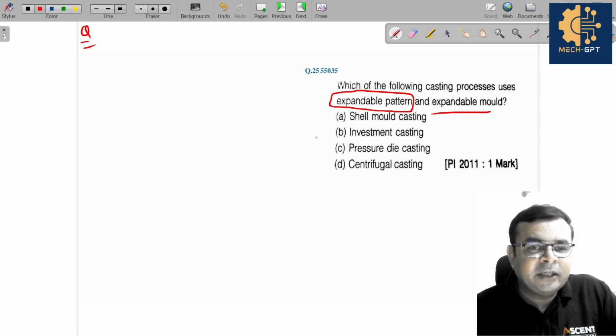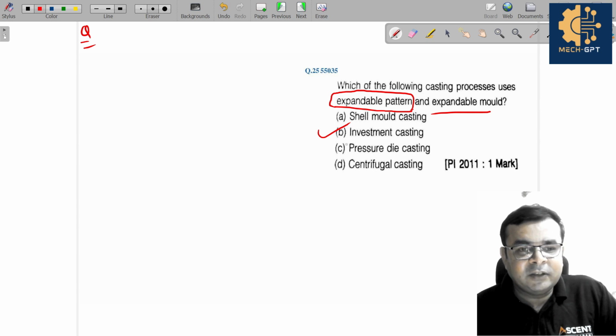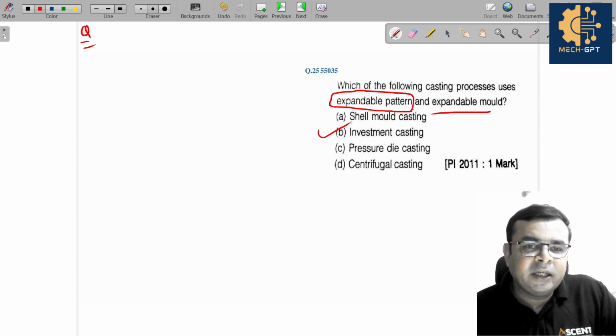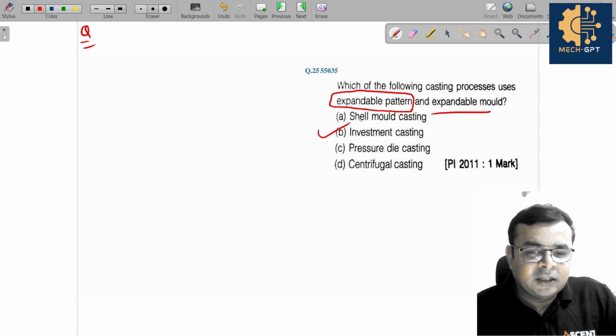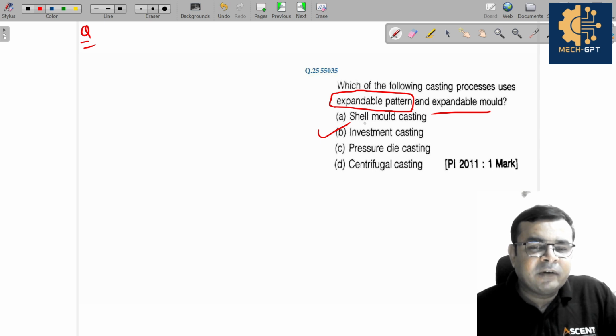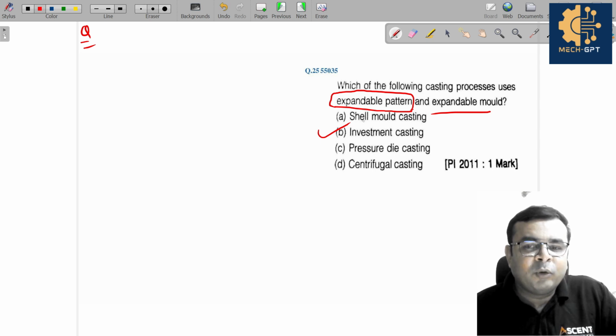So cell molding, no. Investment casting is the right answer, in which wax is used as a pattern material. First we make a pattern with the help of injection molding, and after getting the pattern, we dip it into the slurry. Once the slurry solidifies over the surface of the pattern, then you melt the pattern, and after melting you will get the mold cavity, yes or no?